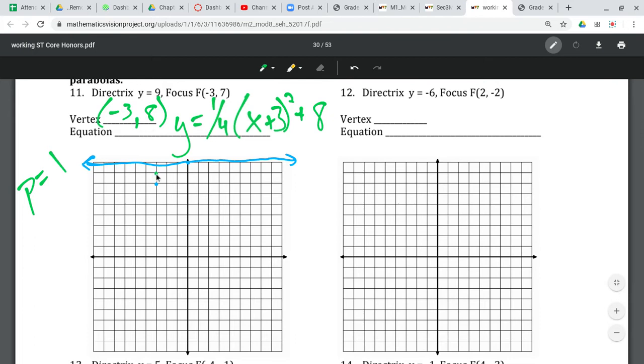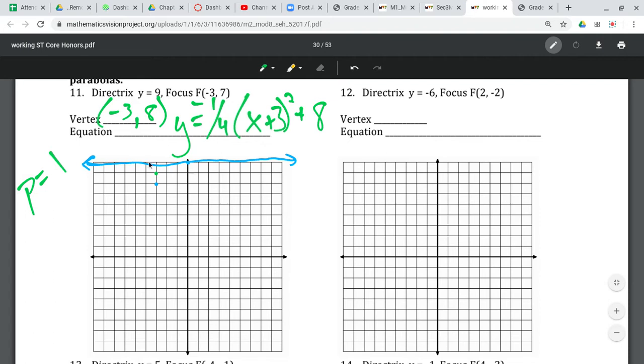So now to get our point, we can plug in a value. So I'm going to plug in 0. 0 plus 3 is 3. 3 squared is 9. 9 times 1/4 is 2 and 1/4 plus 8 is going to give me, hang on. Oh, sorry, it's a -1/4. Hang on. So make note of that. I missed the negative on that.